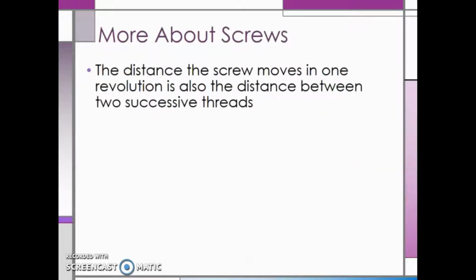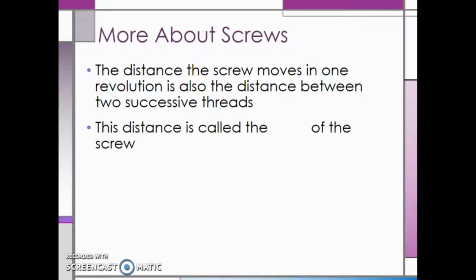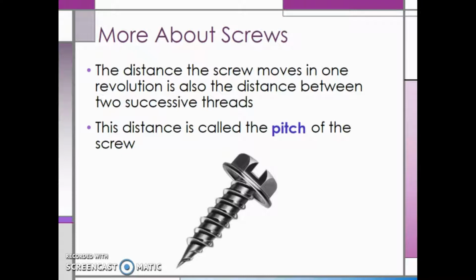The distance the screw moves in one revolution is also the same distance between two successive threads on the screw. This distance is called the pitch of the screw. Typically, the pitch is very small, as you can see in the tiny red line on this screw indicating the pitch.